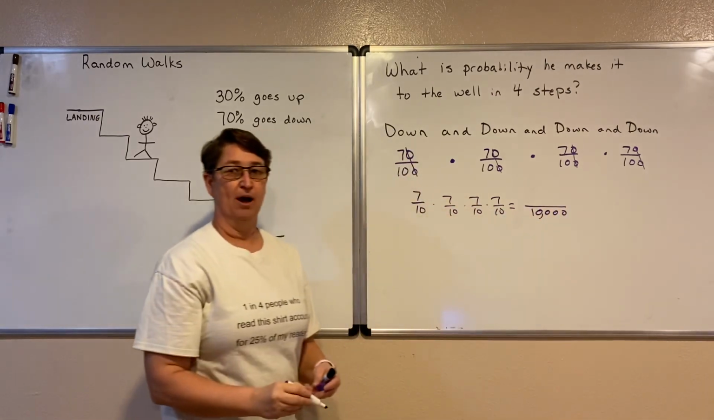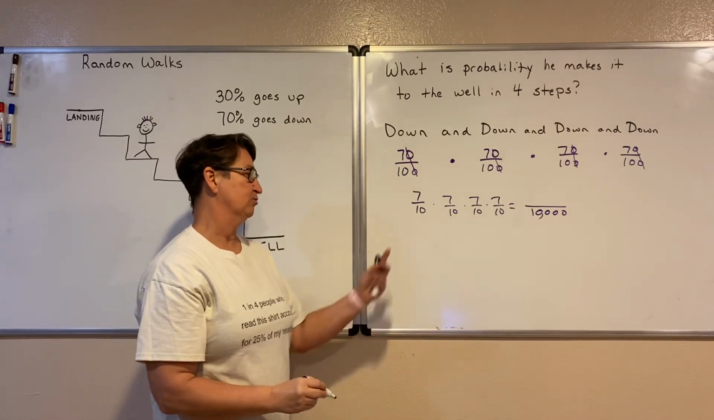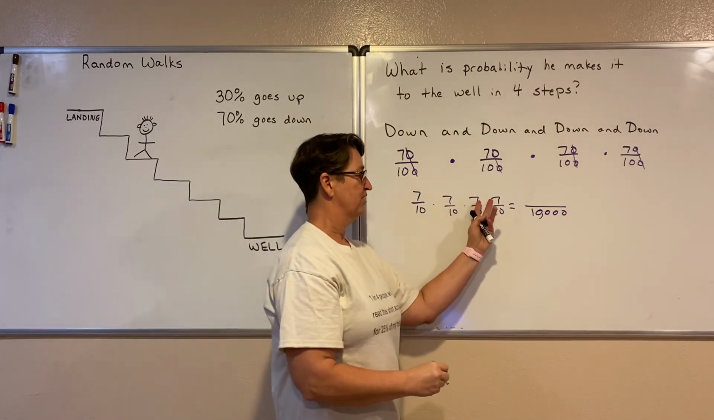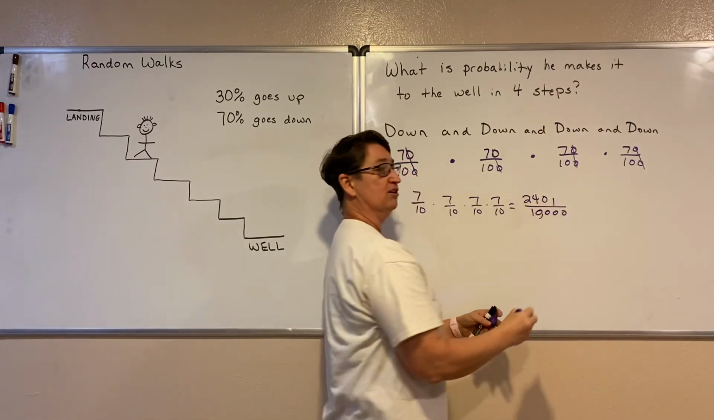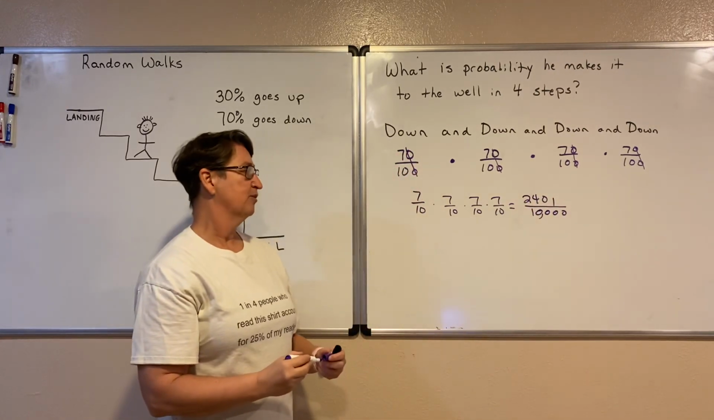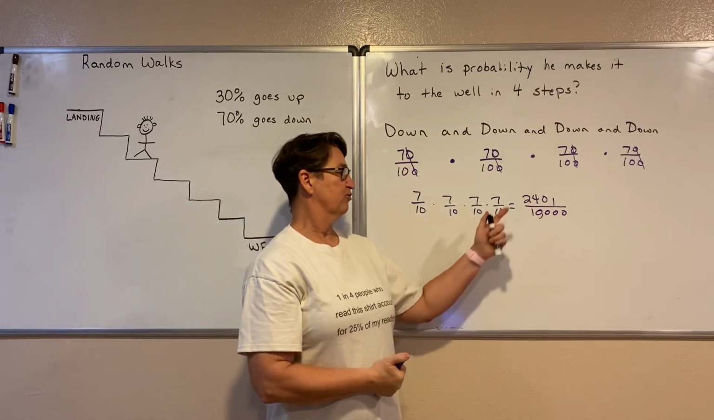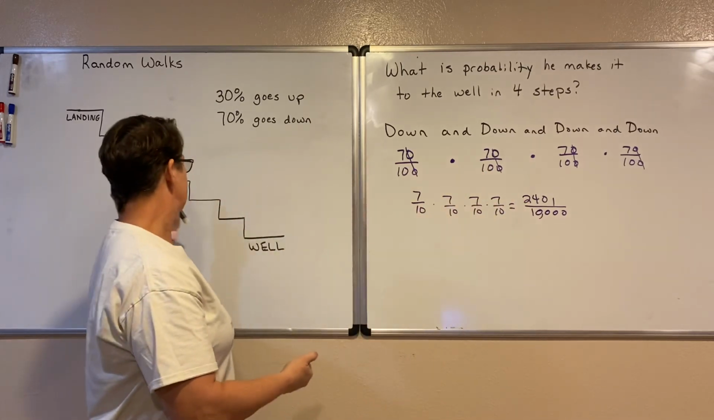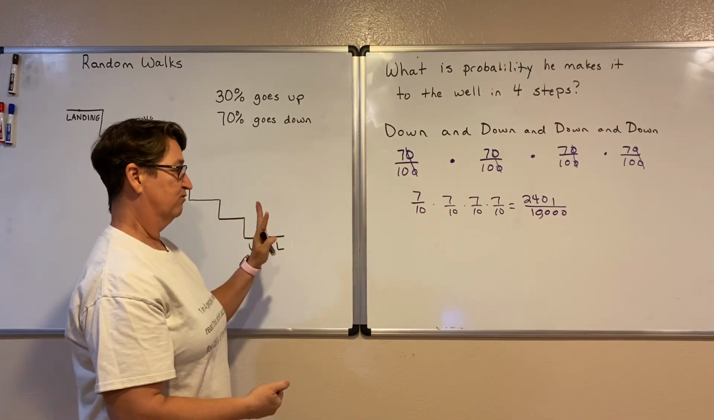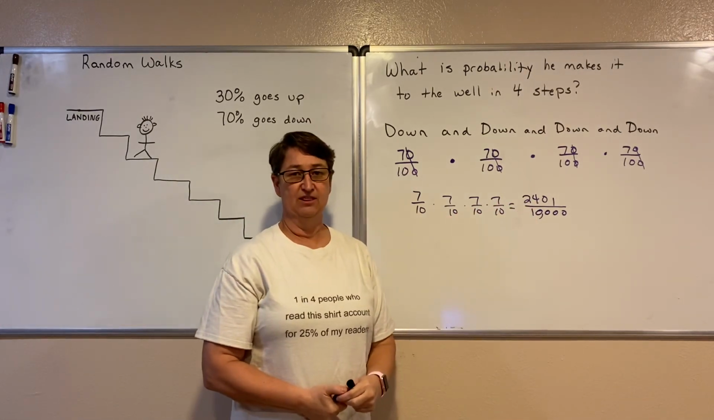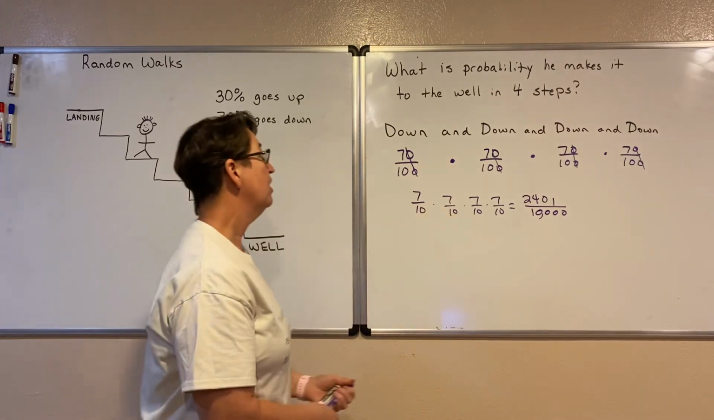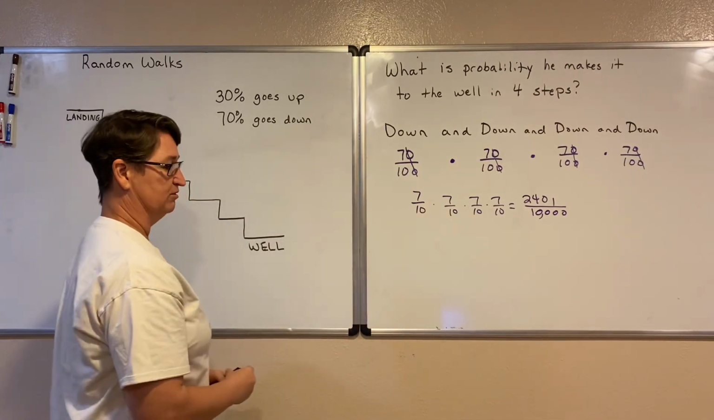On top, I'm multiplying 7 times 7, which gives me 49, times another 7 times 7, which is 49. So 49 times 49 is 2,401. So the probability that Christopher Walken goes down and gets to the well in just 4 steps is 2,401 out of 10,000. Let's change this up just a little bit.